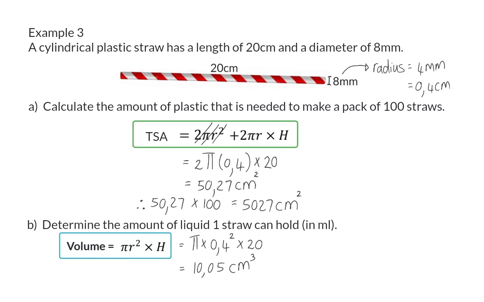Then you need to know that 1 cubic centimeter can hold 1 milliliter. Therefore, one straw can hold 10,05 milliliters.